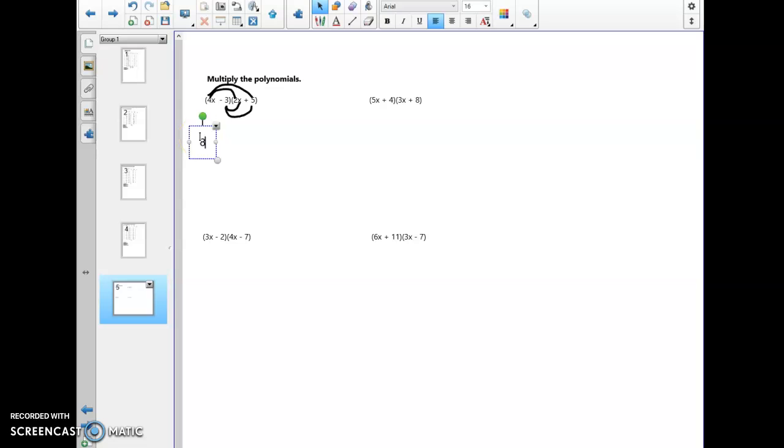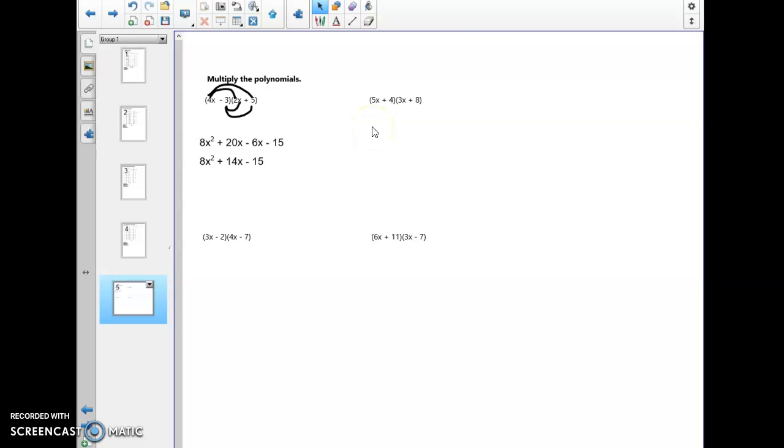So this here becomes 8x squared plus 20x minus 6x minus 15. And then when you combine the middle terms, 8x squared combines to be a plus 14x and a minus 15.